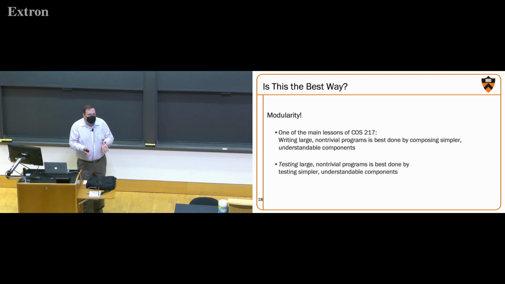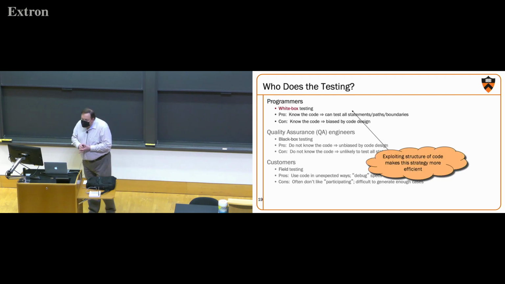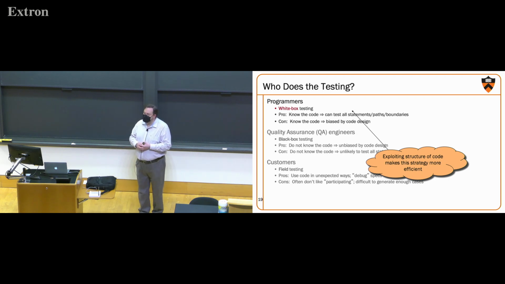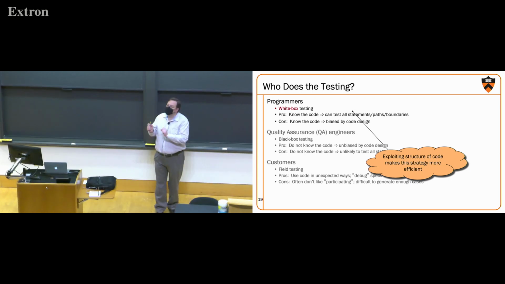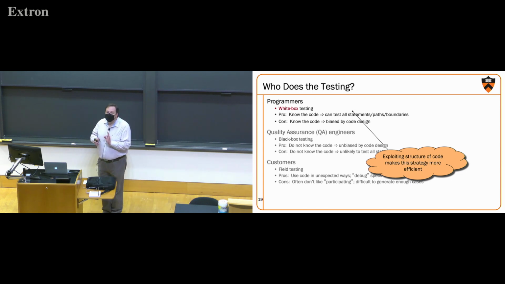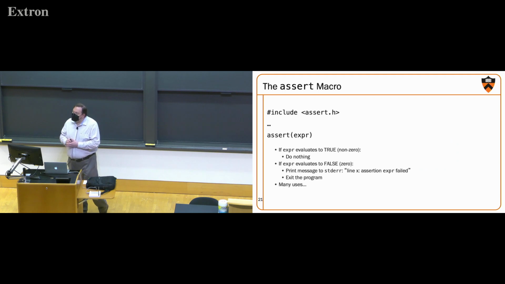So writing big programs is best done by exploiting modularity, and testing big programs is also best done by exploiting modularity. So here we move into the realm of white box testing, where it's really you, the programmer, who knows the structure of the code, and in particular knows how you used modularity to write that code. You can use that information to help you design the testing. So one strategy is internal testing with assertions.